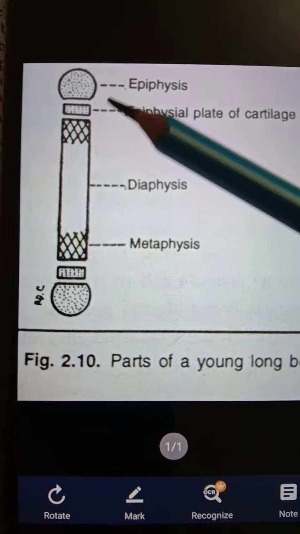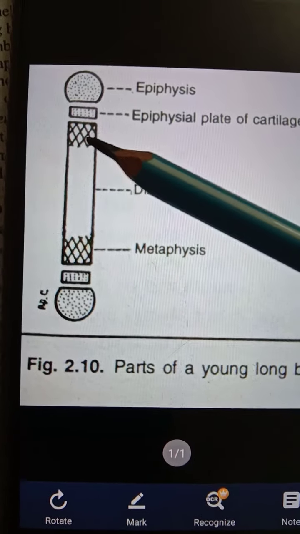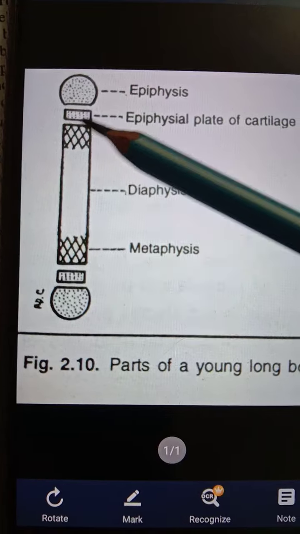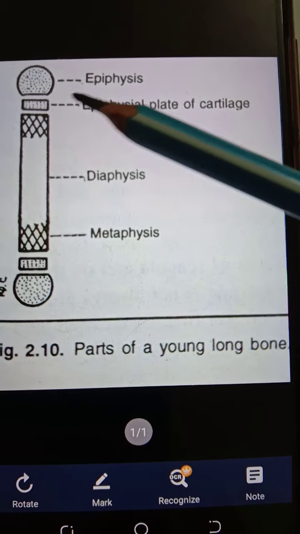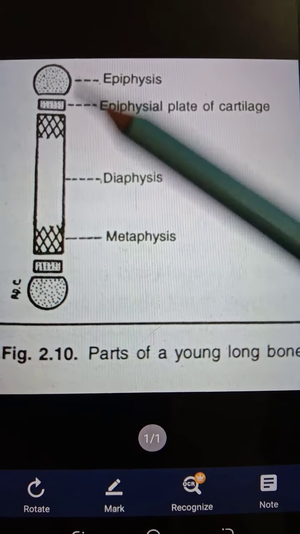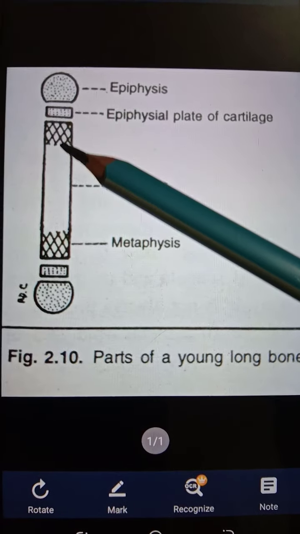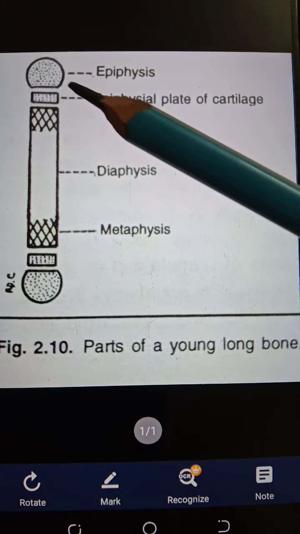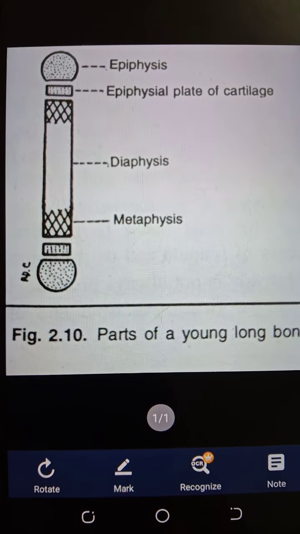Then the epiphyseal plate of cartilage. It separates the epiphysis from the metaphysis. Between them, the epiphyseal plate of cartilage is present. The proliferation of cells in the cartilaginous plate is responsible for the lengthwise growth of the long bone. After epiphyseal fusion, the bone can no longer grow in length. The growth of the cartilage is nourished by both the epiphyseal and the metaphyseal arteries.